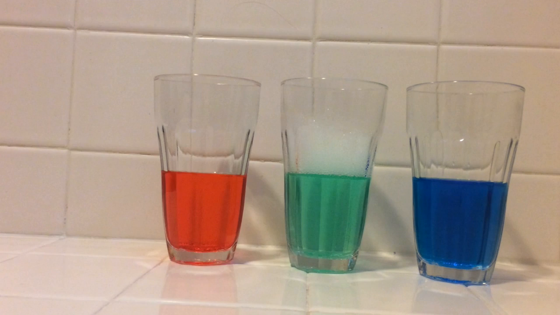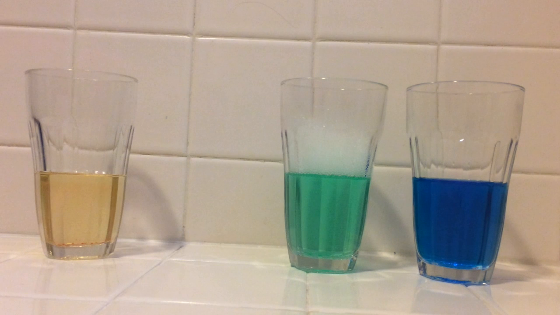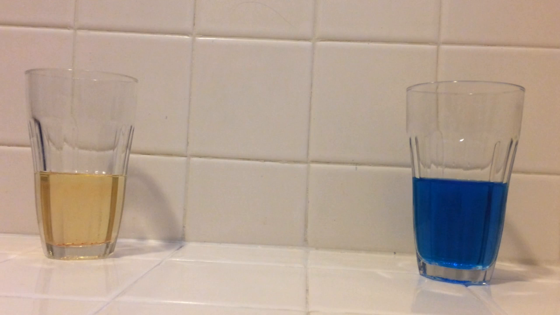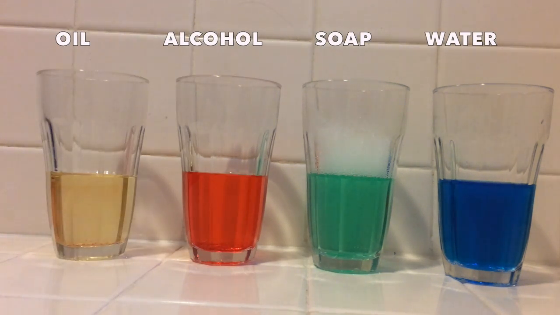So in the first experiment we have a few different liquids: water, soap, alcohol, and oil. Each one of them has a different density. And if the difference in densities is great enough, the different fluids should not mix. Look at what we just did right here.